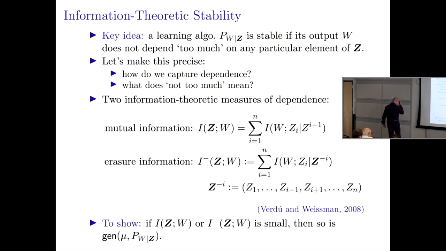And so what we're going to show is that if either of these is small, then the generalization error is going to be small. So this is where information theory comes in. The nice thing about mutual information and erasure information is that the chain rule gives you all sorts of nice ways of bounding things. And if you start combining algorithms in some way, there's more chain rule, and you can bound these in various ways. So let's see where that takes us.